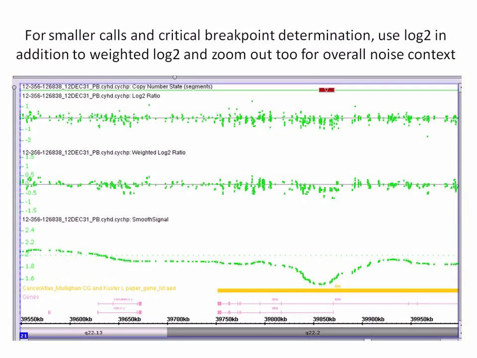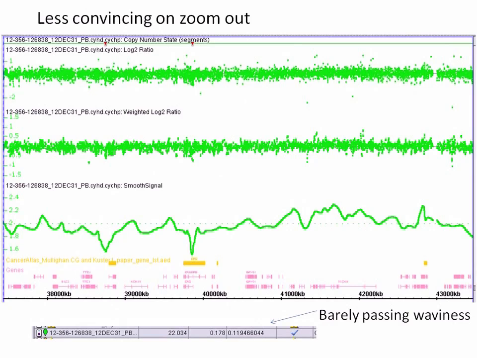So if I look at my not weighted, I'll get more of an idea of the data itself and if it's still consistent. And then I think it's also important to zoom out and get an idea of the context of that call. So when I zoom out, I can see that this is actually a pretty wavy sample. And so as I mentioned, when you have wavier data, you're more likely to get false positive small calls.